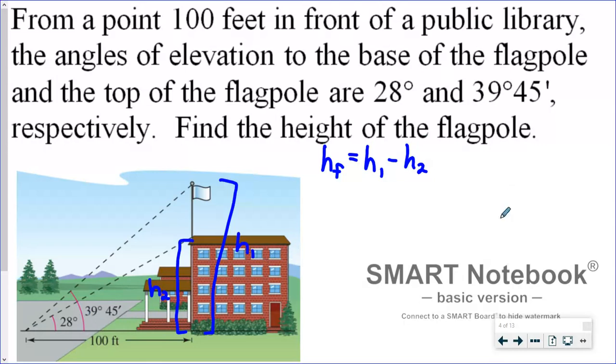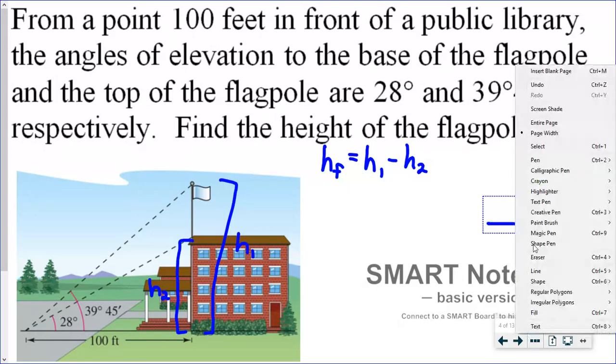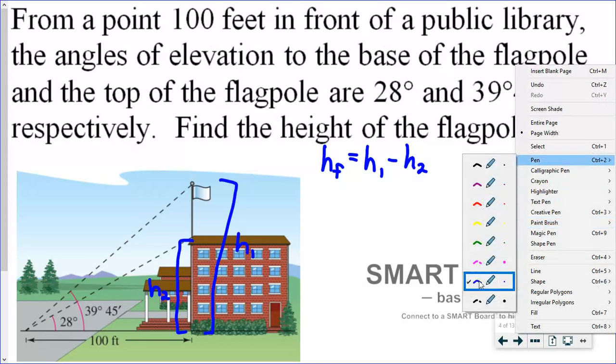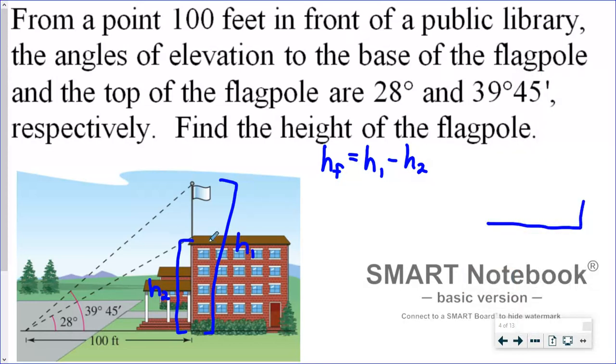Let's just kind of look at it. Sometimes it gets a little convoluted here when you have multiple triangles overlapping each other. So sometimes it helps to just draw it separately. So we'll do the small one first, where this is 28 degrees. This is 100 feet, and this is my H2, I guess. I'm looking at this smaller triangle.